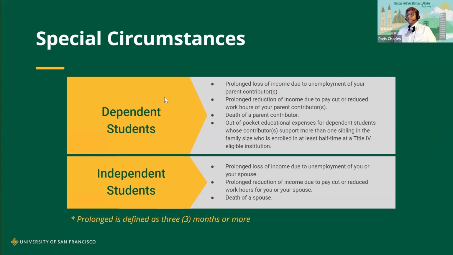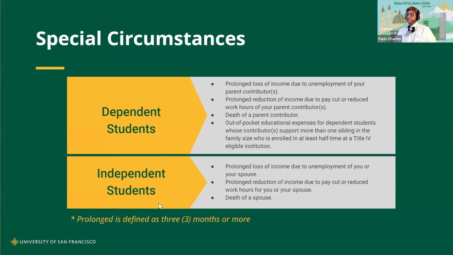Some special circumstances exclusive to dependent students include a prolonged loss of income due to unemployment of your parent contributors, prolonged reduction of income due to pay cut or reduced hours for your parent contributor, a death of a parent, and out-of-pocket educational expenses for dependent students whose contributors support more than one sibling in the family size who is enrolled at least half-time at a Title IV eligible institution. So if you have a sibling that is in college at least half-time and receiving Title IV aid, then you can submit an appeal request and review for that.